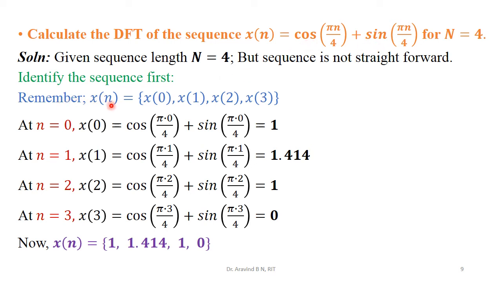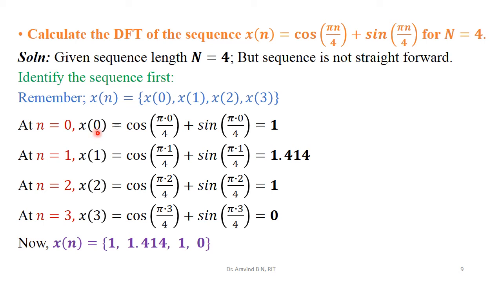So what we require to identify now is the sequence x of n, which will be x of 0, x of 1, x of 2, x of 3. Now calculate each of these values at each position. At n is equal to 0, we are going to calculate x of 0.